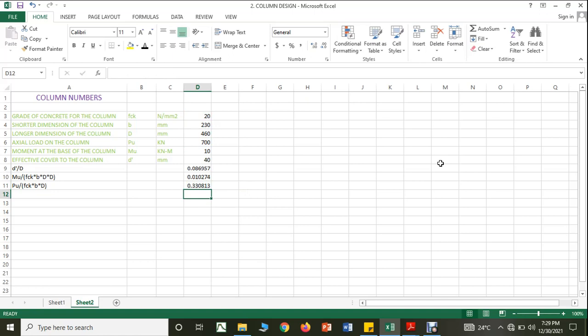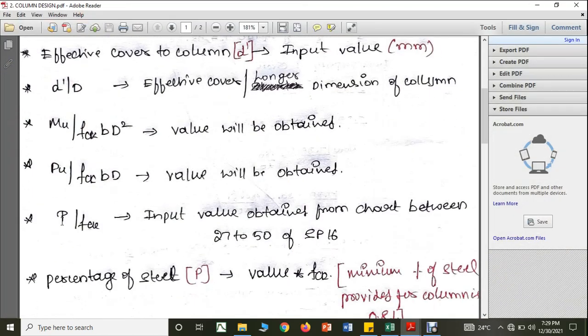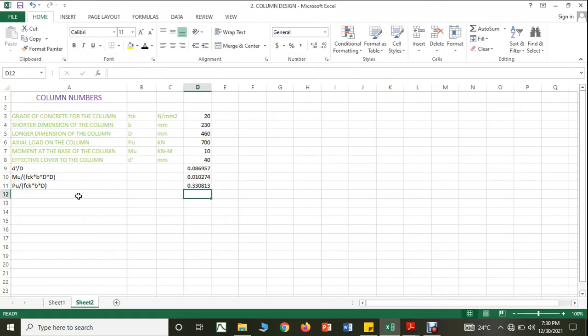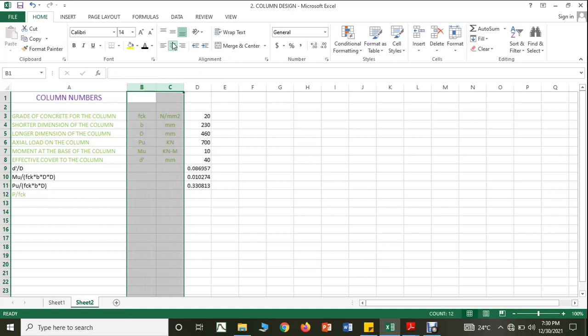So once you get Mu by FCK BD, then Pu by FCK BD, then what you are supposed to do is get the P by FCK value, that is an input value obtained from the chart between 27 to 50 of SP16. Why 27 to 50? It is for rectangular columns with different grades of steel, right? So these two. Then next you have P by FCK value, it is an input value I am supposed to give, right? Okay.